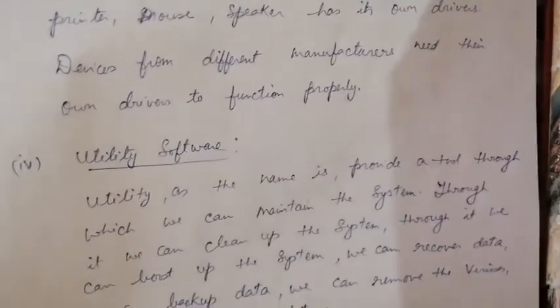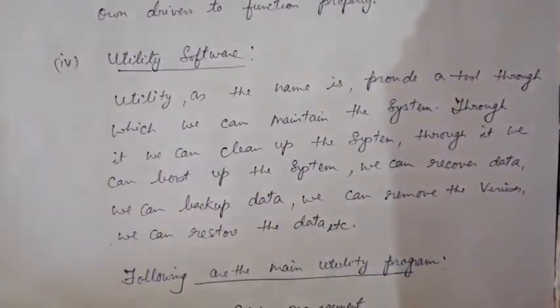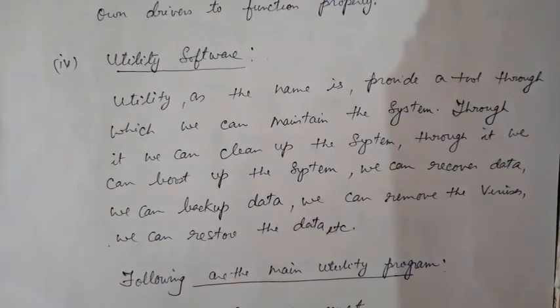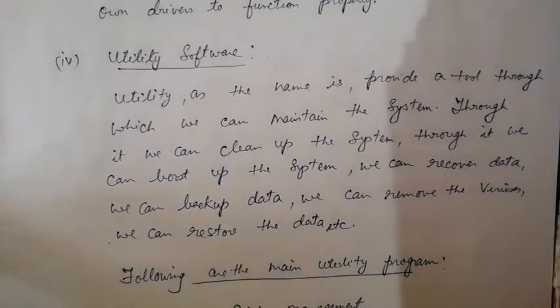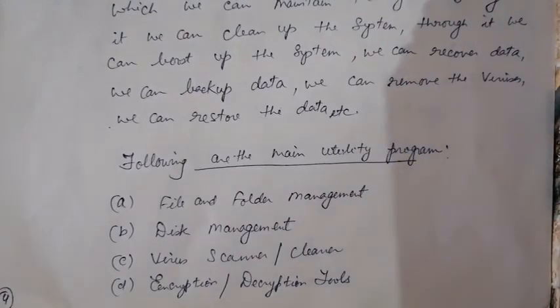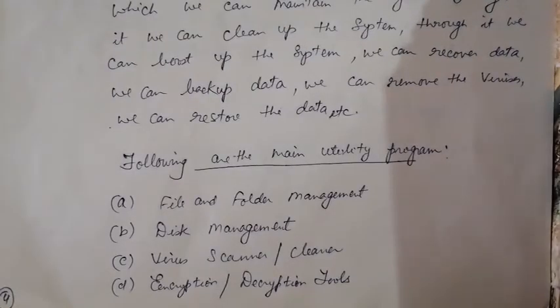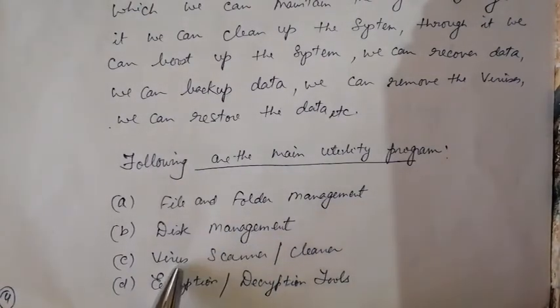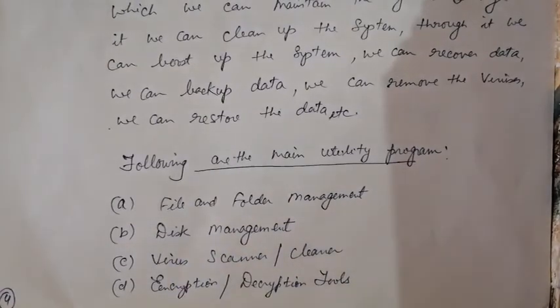Then is utility software through which we can do cleaning of the computer system. We can clean the computer system, we can format the disk. All these tasks we are able to do. Now, what are the main utility programs? The main utility programs are file and folder management, disk management, virus scanner or cleaner, and the fourth one is encryption and decryption tools. Now, we'll see each and every one, one by one.